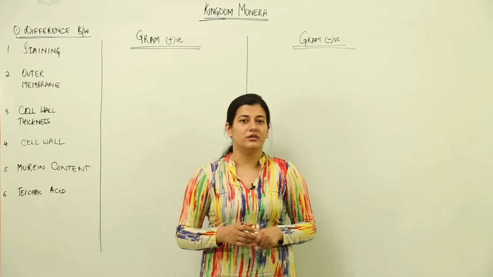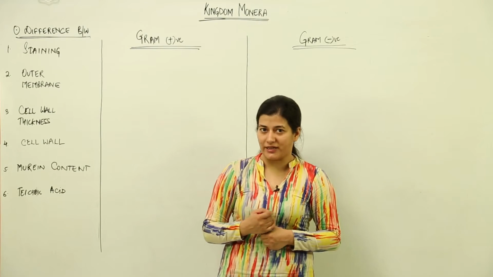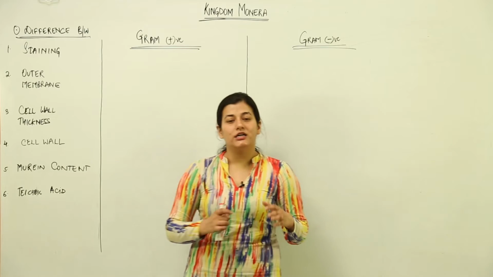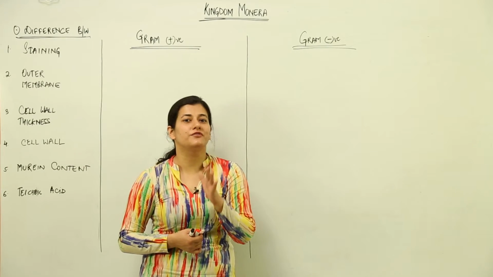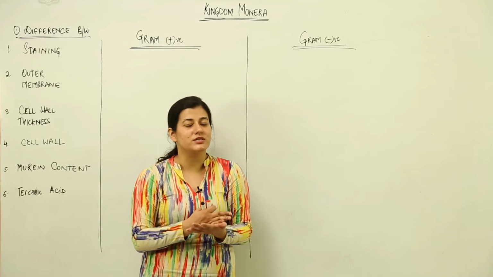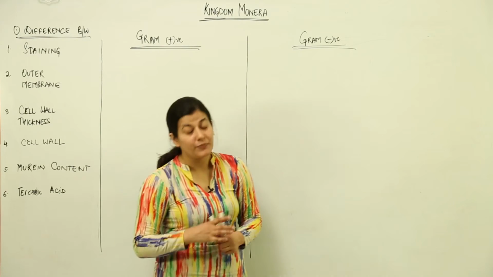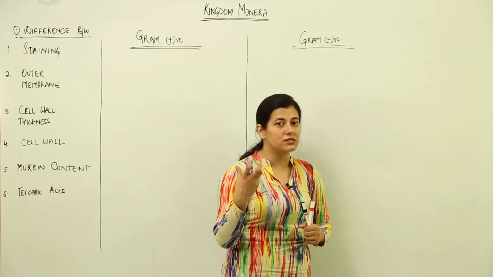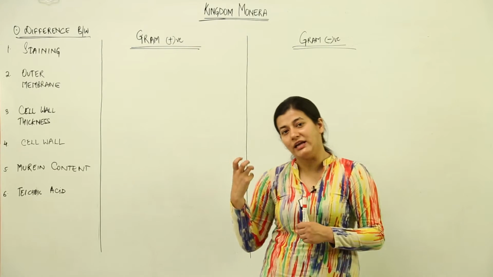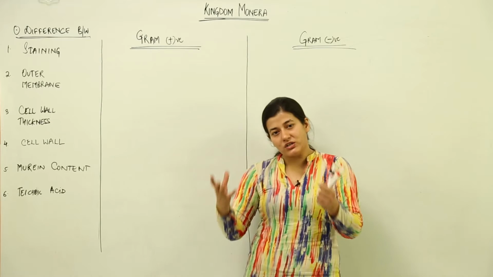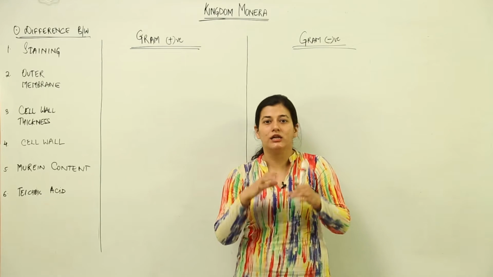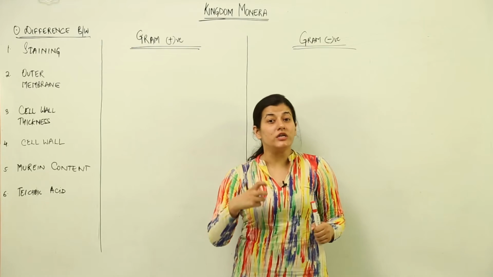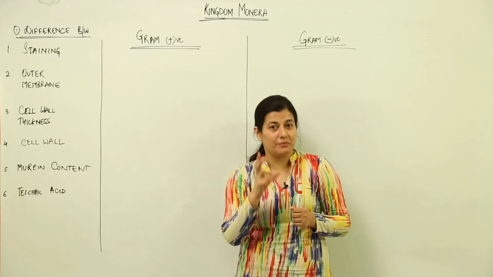I hope by now the classification criteria for the bacteria is quite clear in your mind. Now what we have to talk about is the point of difference between the gram positive and gram negative bacteria. We did discuss that this classification comes after we have done the gram staining, and how the gram staining is done. What is the basis of classification? It is the peptidoglycan layer.